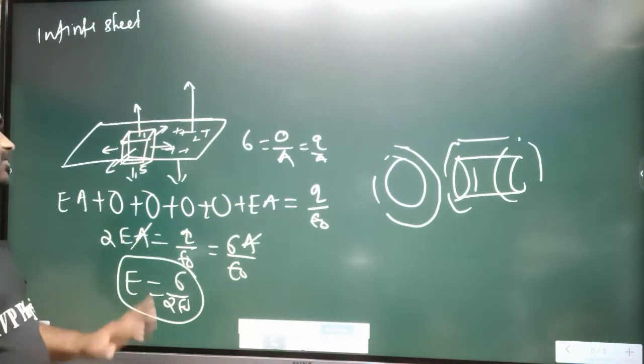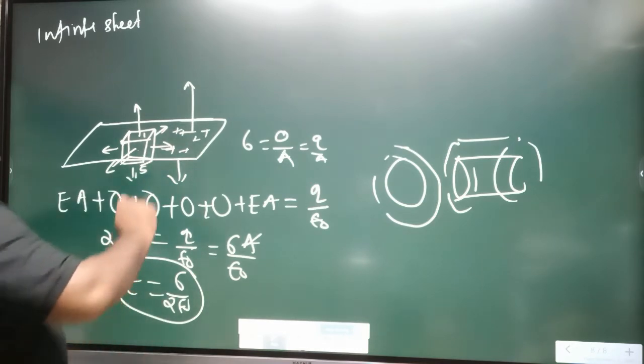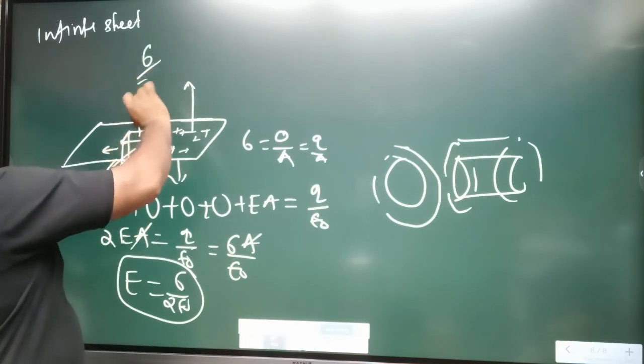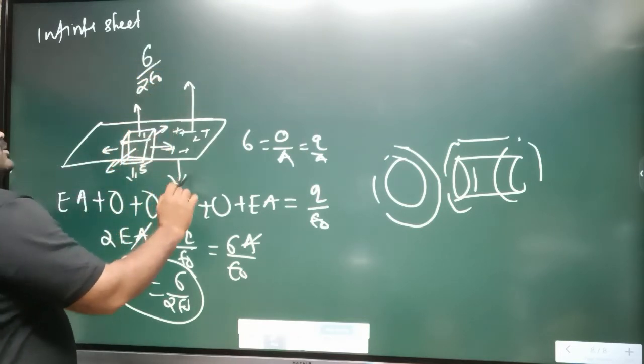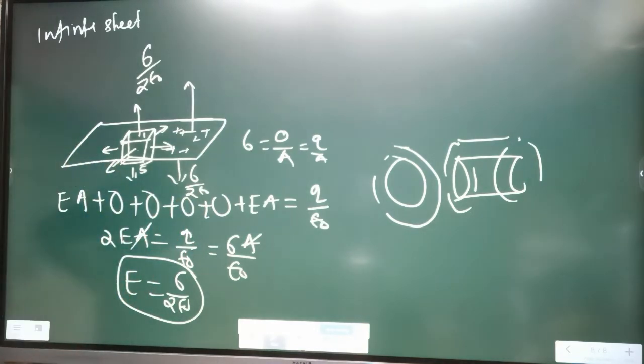How much flux is passing through this surface? Infinite surface. Sigma by 2 epsilon naught. Below also sigma by 2 epsilon naught. Total, up and down, sigma by epsilon naught. Total how much? Sigma by epsilon naught. Okay.